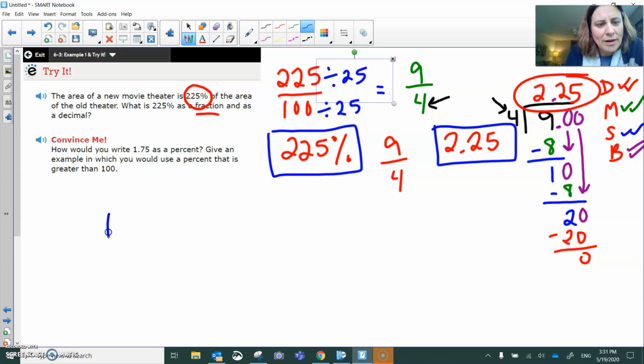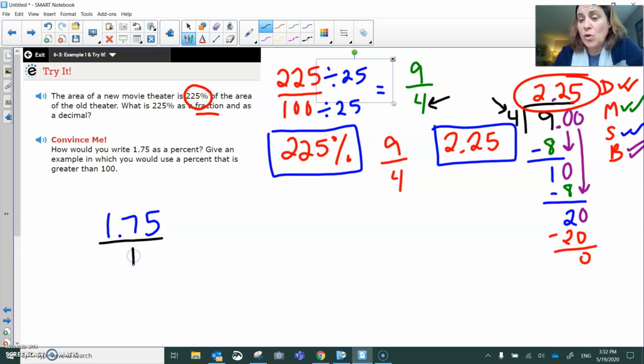How would you write 1.75 as a percent? 1.75, that's 1 and 75 hundredths. Let me think about this for a second. Okay, I've thought about it. Check this out. If I wanted to make 1.75 look more like a fraction, I could put it over a 1, right? Because any number over 1 is itself. So I haven't changed the value of it at all. I've just made it look like a fraction because I thought it might be fun to use a ratio.